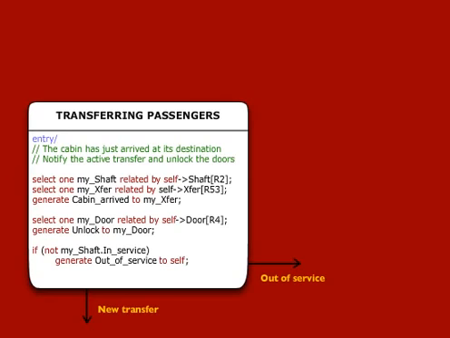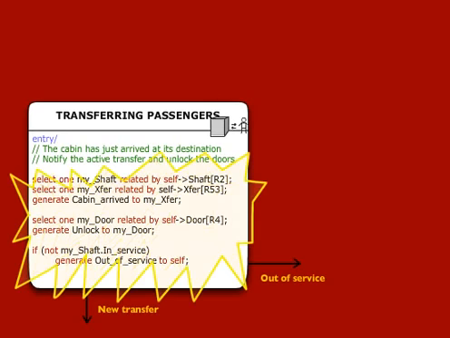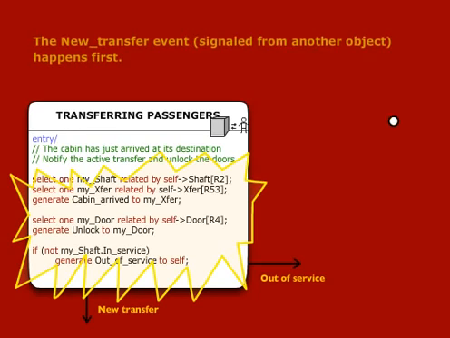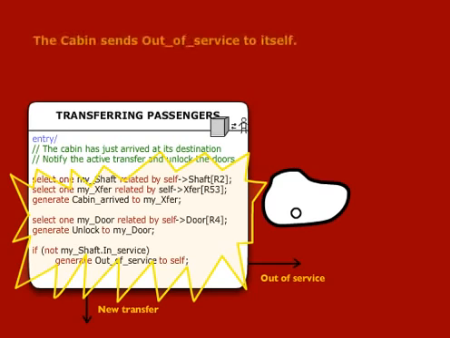Let's see how this works in a worst-case example. A cabin enters the transferring passenger state and begins executing its procedure. While this is going on, a new transfer event arrives. The event is held, of course, since we are busy executing a procedure. The cabin sees its shaft is no longer in service, so it sends the out-of-service signal to itself.